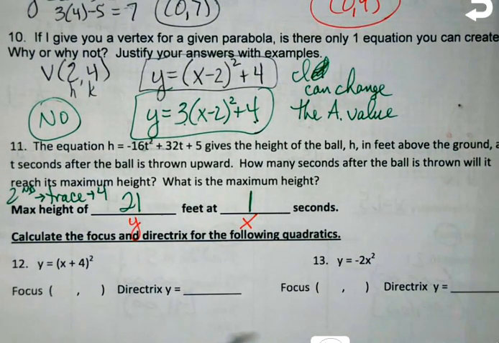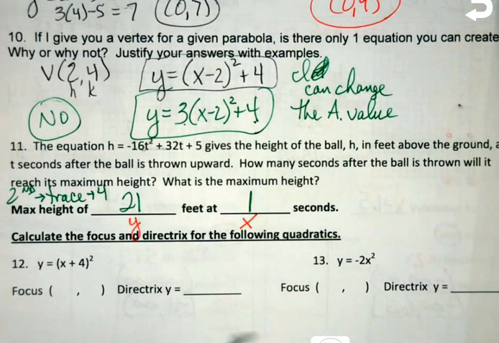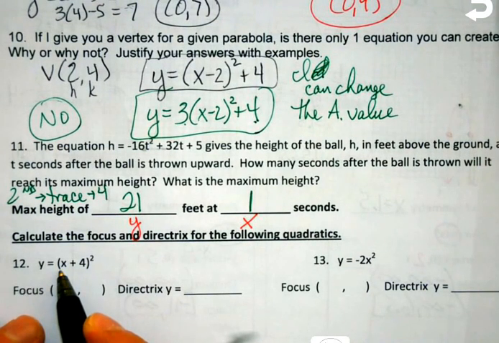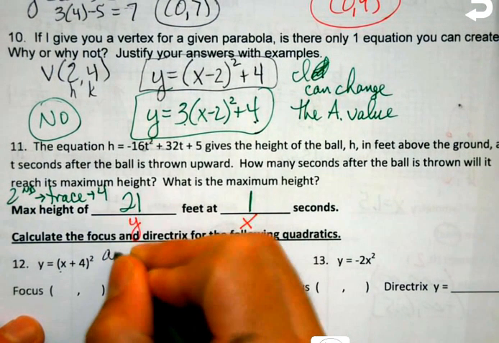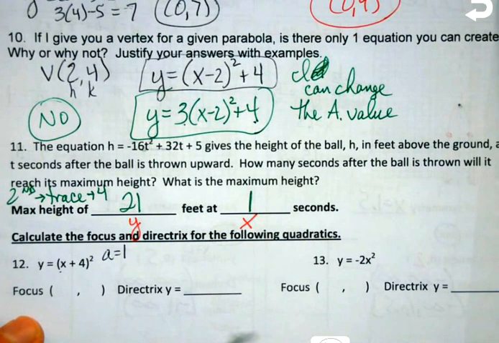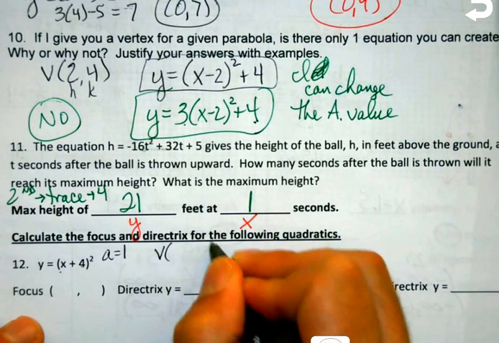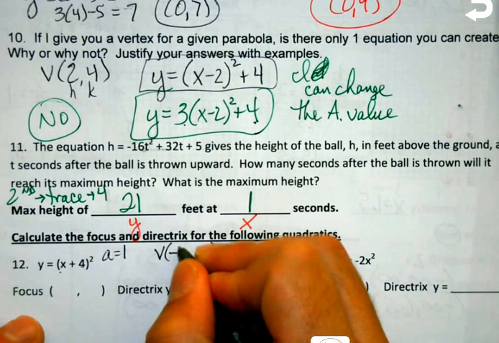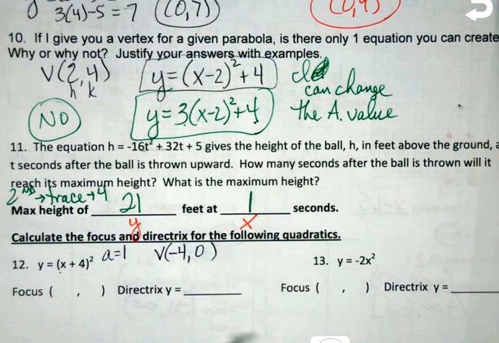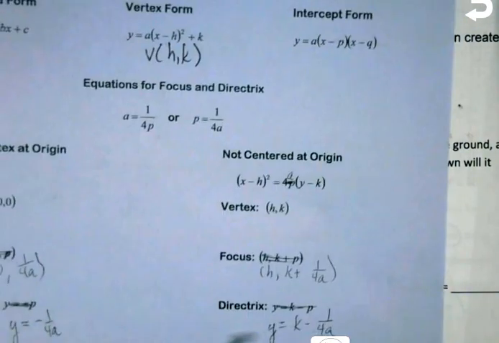I'm going to use my condensed version here. Calculate the focus and directrix. Okay. What's my A value here on number 12? 1, because there's no value in front. And then here, I'm going to write down my vertex because that could come in handy. -4, 0.